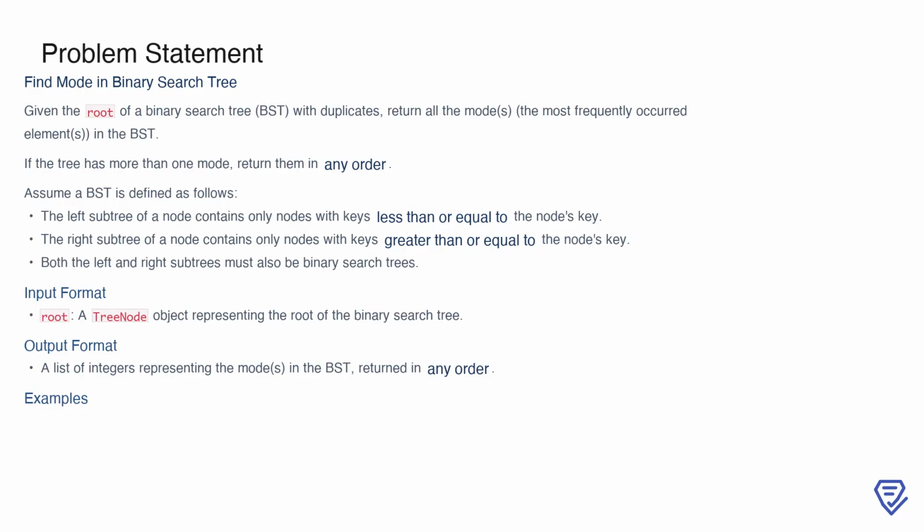The input will be the root of the BST, which is given as a tree node object, and the output will be a list of integers representing the mode or modes in the tree. Let's look at some examples to better understand the problem.